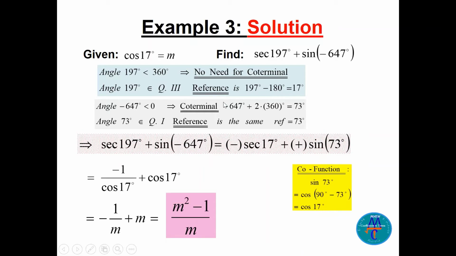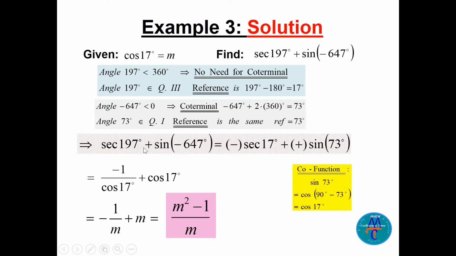Now let's move to the other angle, minus 647. This is a negative angle, so let's find the coterminal. We can add a multiple of 360. We can add 2 times 360, which is 720. So the answer will be 73 degrees. 73 is in quadrant 1. So the reference is the same as the angle, 73 degrees.